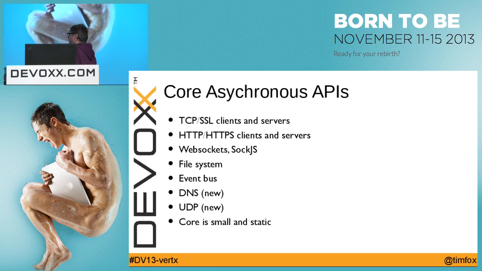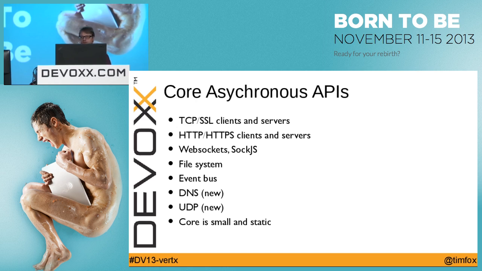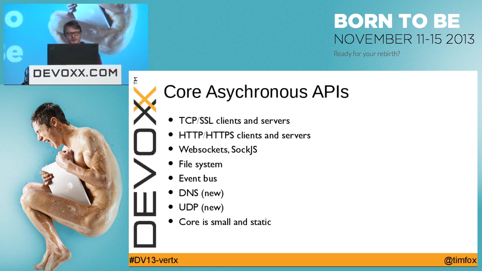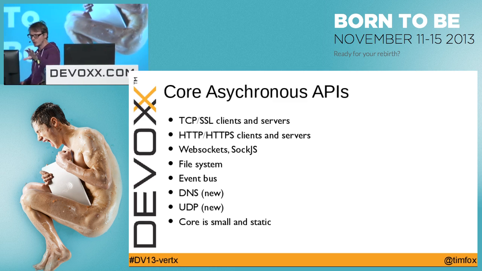OK, so before we get into demos, I just want to talk a bit about the asynchronous API. So at the heart of Vert.x, we have a small set of APIs that you develop against. And the core of Vert.x is very, very small and static. When I say static, I mean we don't envisage that changing much over time. And the APIs do stuff like, if you've used Node.js, you'll be familiar with the kind of things it does, right? So similar kind of stuff at the core.